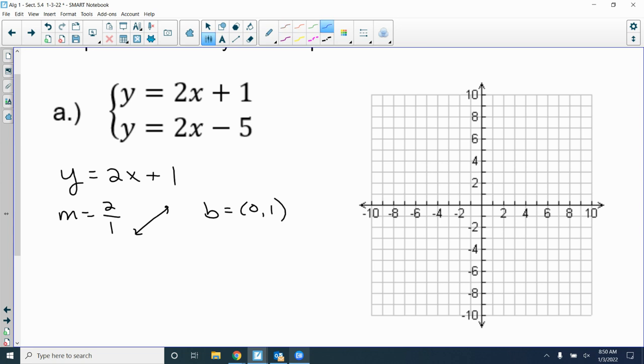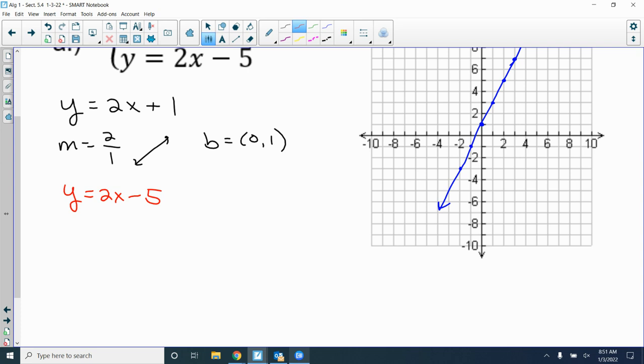So you go to 0, 1. That's where we always start. You put a dot there. 0, 1, put a dot. And then to get a positive slope, increasing slope, you go up 2, and you got to go to the right 1. So I go up 2 to the right 1, up 2 to the right 1, and then you can go down 2 to the left 1. Connect those, extend it. Now the other one is y equals 2x minus 5.